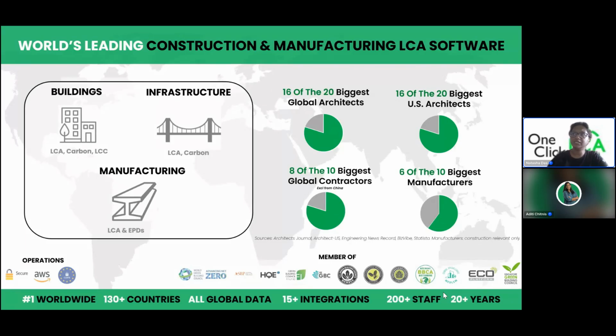Similarly, you can do an LCA for infrastructure projects, such as roads, bridges, and tunnels. We have different types of tools for that. You can use the BREEAM infrastructure tool, PAS 2080, any of these. For manufacturing, which we are going to talk about extensively today, you can get a product LCA and get third-party verified EPDs.